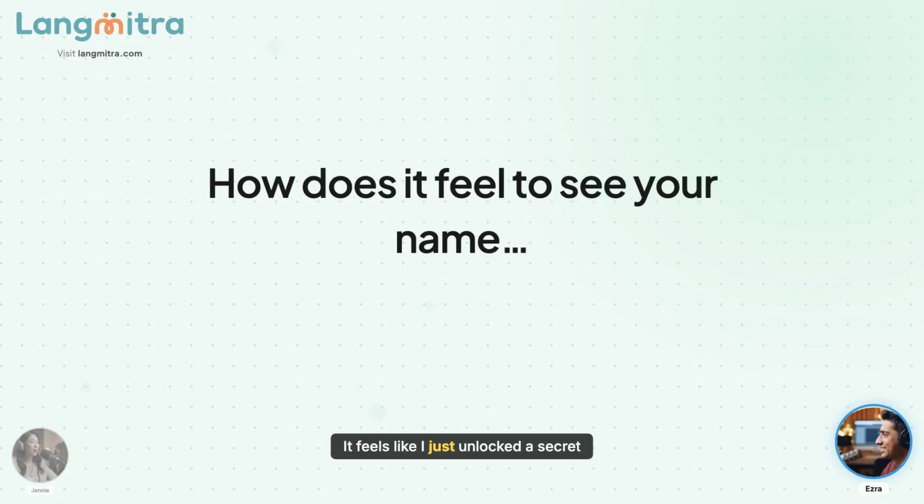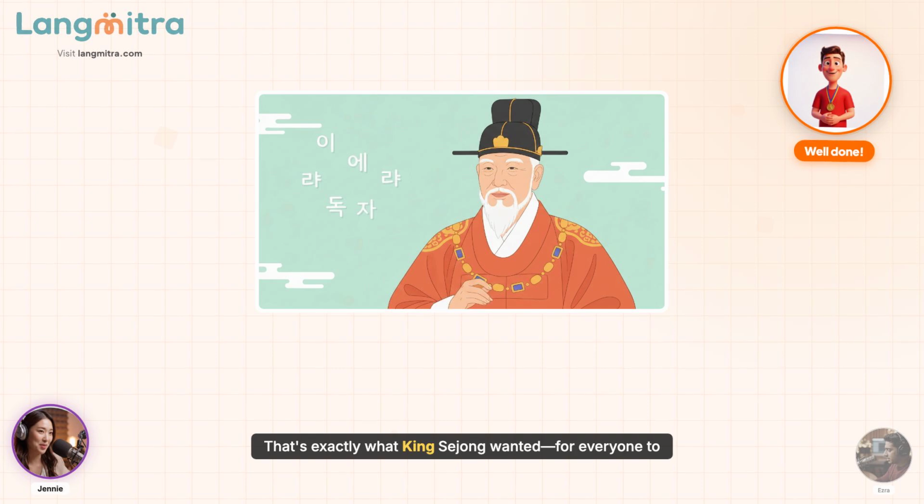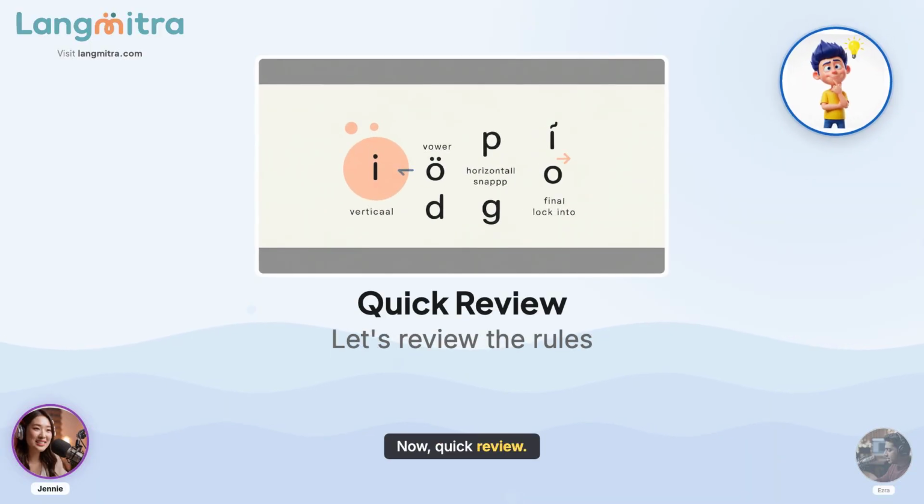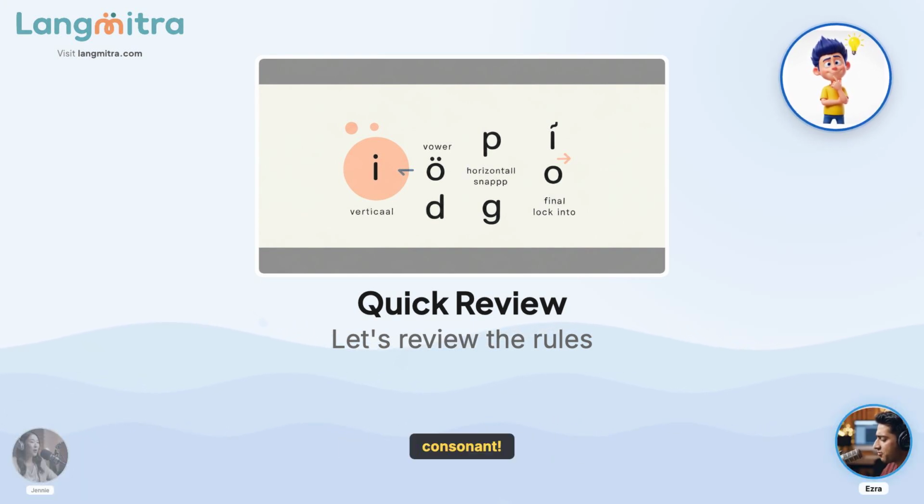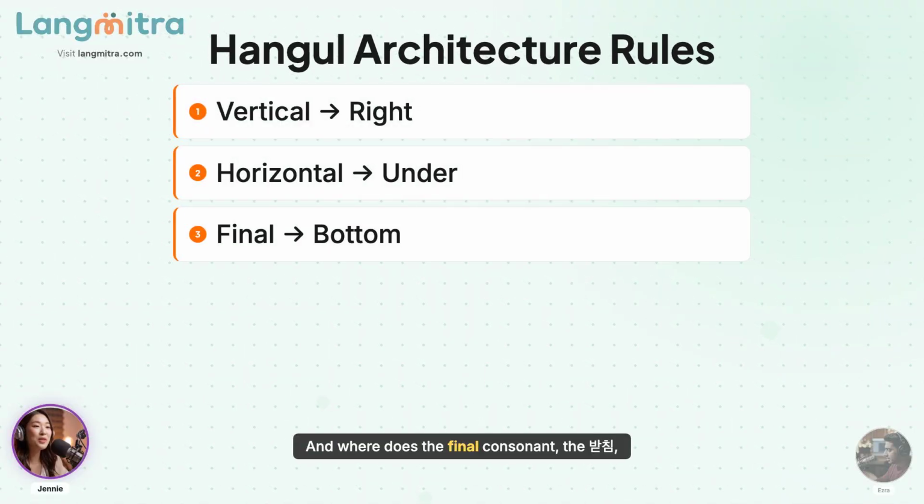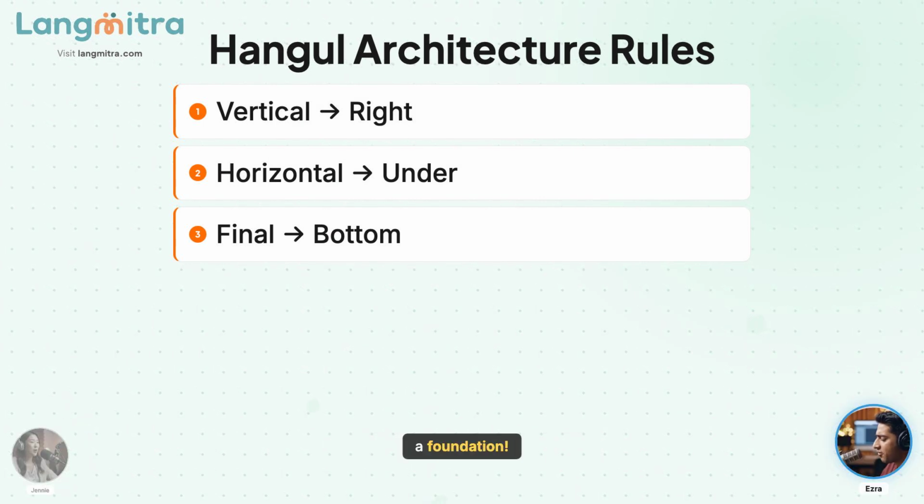Honestly, it feels like I just unlocked a secret code, like I'm part of something now. That's exactly what King Sejong wanted, for everyone to feel included in literacy. Now, quick review. What's the rule for vertical vowels? They go to the right of the initial consonant. And horizontal vowels? They go underneath. And where does the final consonant, the batchim, always go? At the very bottom of the block, like a foundation.